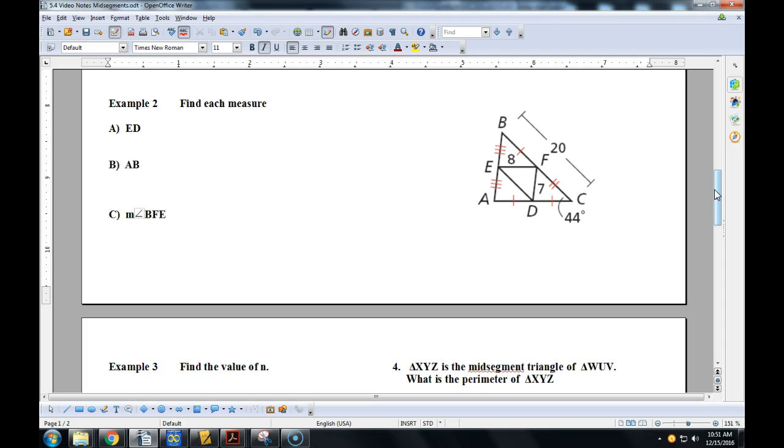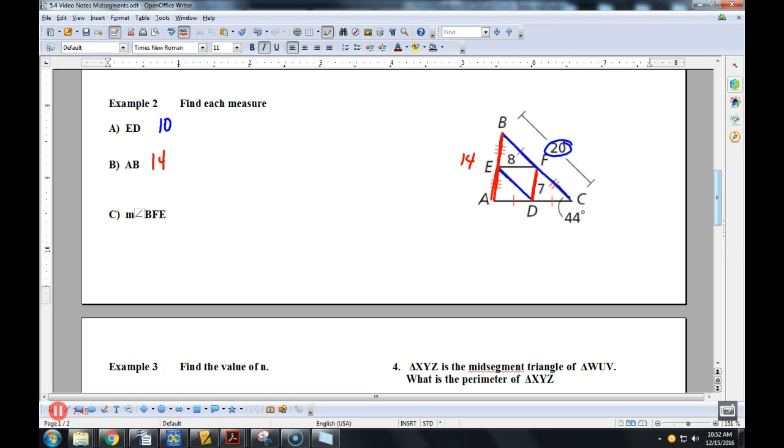Example 2 on the bottom here, find each measure. Looks like a similar picture. The measure of ED, well, E to D is here, so if that's the midsegment, use the longer segment. It's 20, so we go backwards, chop it in half. You will get a number of 10. We want to find AB. So AB is this side of the triangle right there. And we look to his midsegment that he's parallel to, and it's 7, so that should be 14. I should be able to double it.